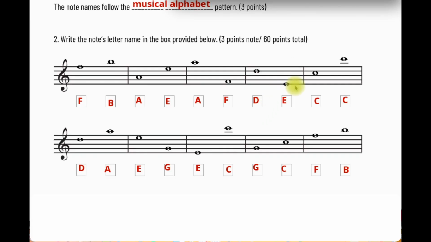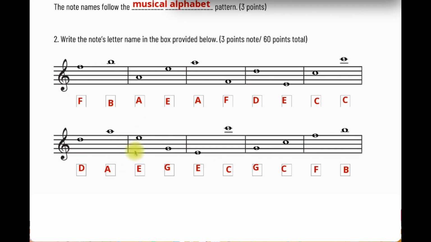We have our note here on the 1st line, which is note E. We have our note here on the 3rd space, which is note C. We have our ledger line here above the treble clef staff, note C. Here we have a note on the 4th line, which is note D. We have a ledger line here above the treble clef staff, note A.